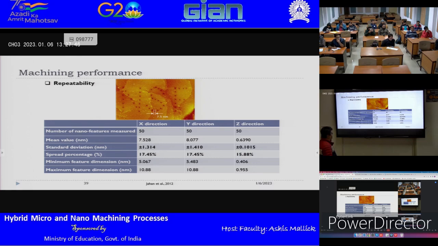And spread percentage, so overcut, how much overcut? About 17%. And the minimum feature we found was 5 and maximum 10. So that is also scope for future research. Although we used the same energy and the same pulse duration, the feature size varied from 5 to 10 nanometers. So that means improvement needs to be done here.